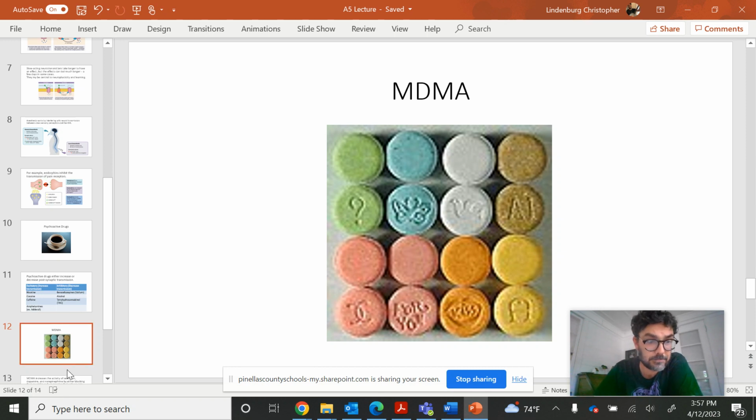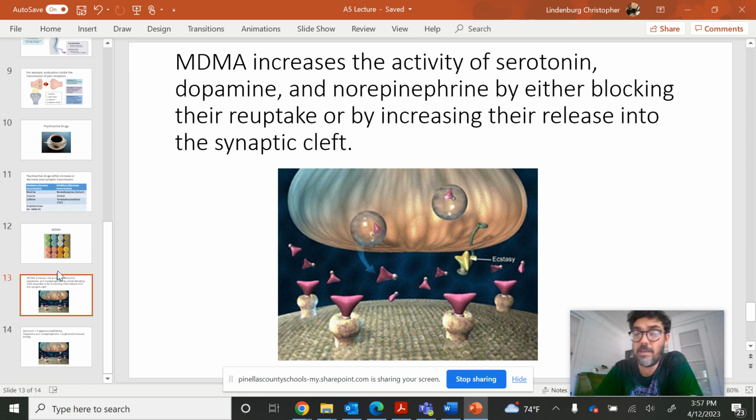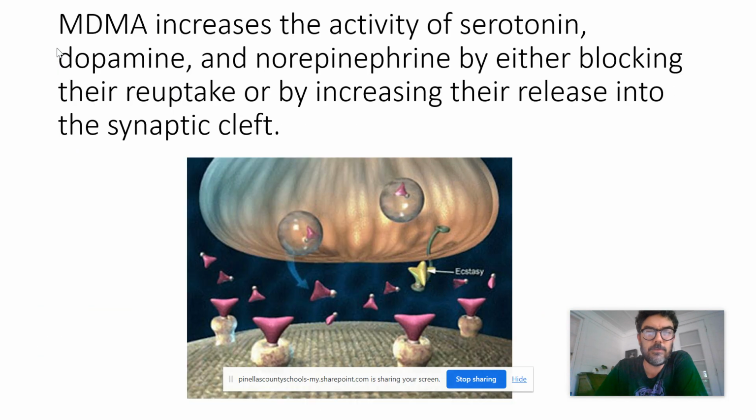So MDMA is a psychoactive drug. And I think this might be a GIF. Let me pop this open and see if it works. Sometimes it works. No, not going to work for me.